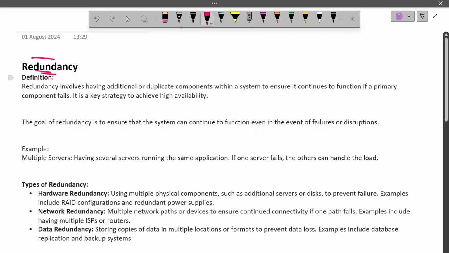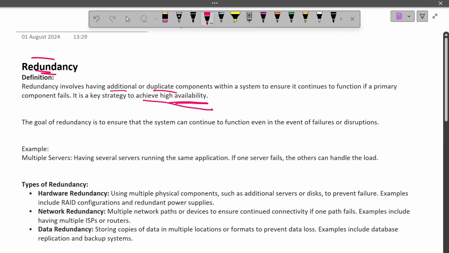So now we'll talk about redundancy. We often say this, anything which is redundant means having more than one component. In system design, redundancy means having additional or duplicate components within the system so that if one of them fails, there will be another one to take over. And this is done mainly to achieve high availability.